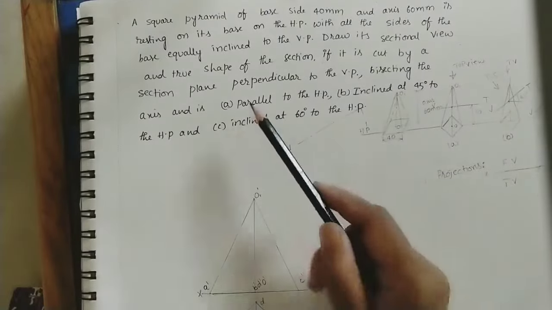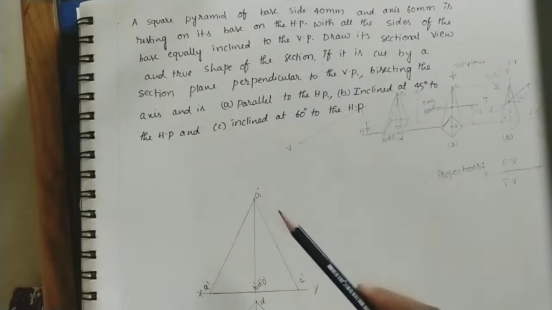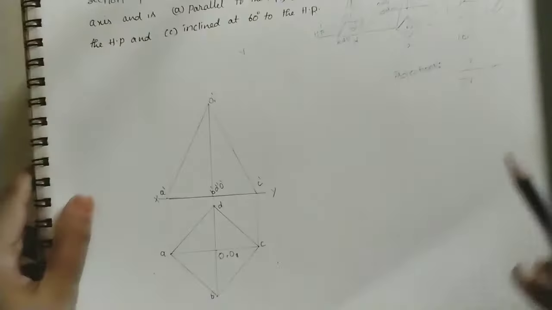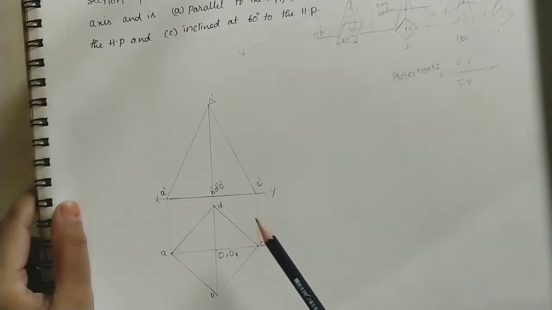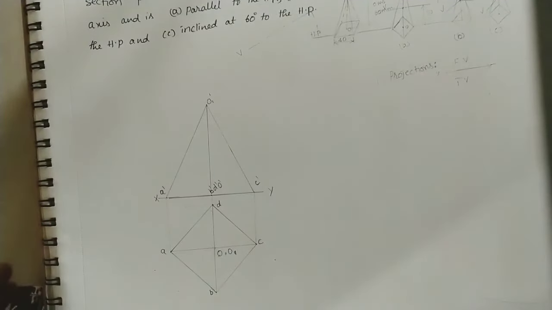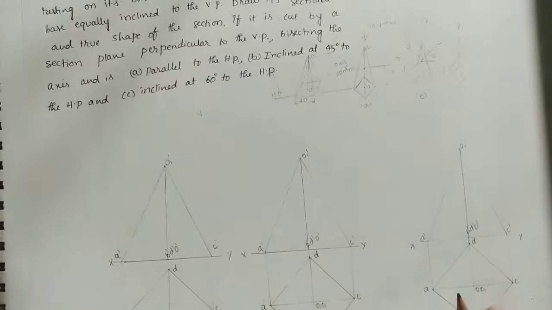So these projections are the same in all these 3 bits. That's why I will do the same diagram 3 times. For B and C bits also we will take the same position of the pyramid. Let us do the same diagram here. These 3 are the same positions in all the 3 bits.